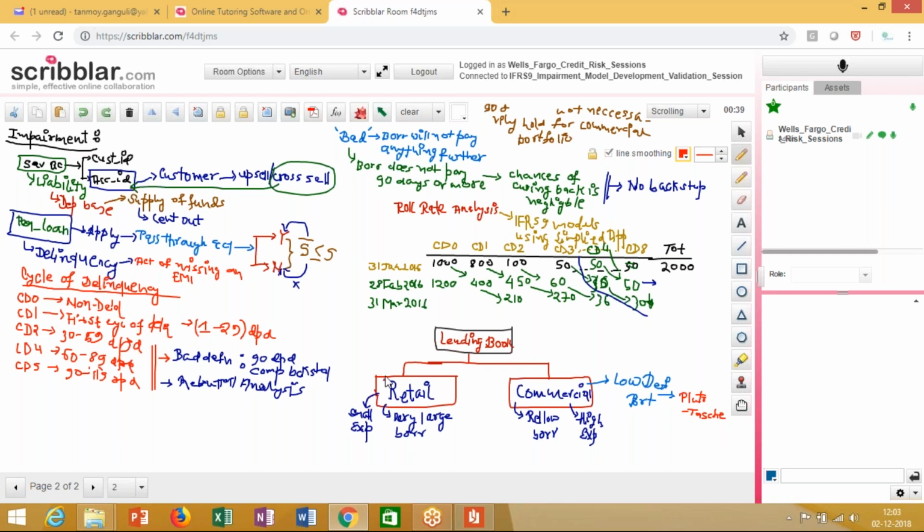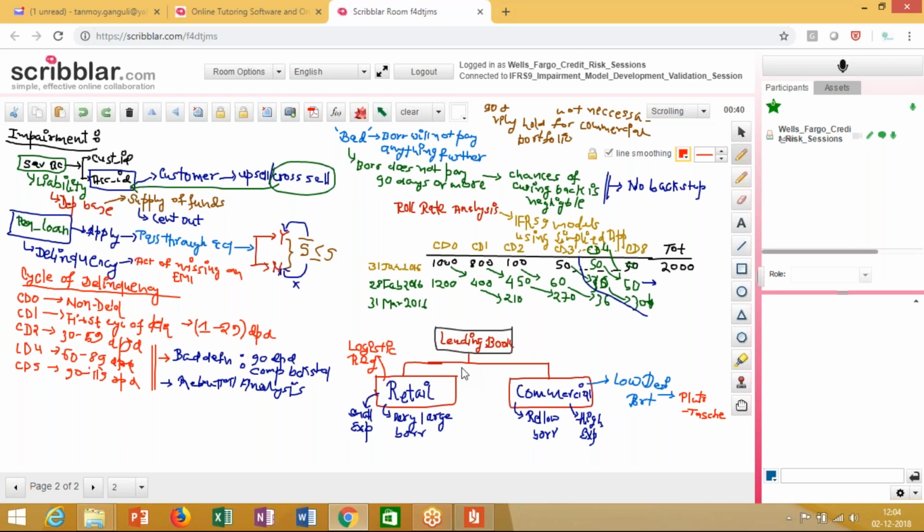For retail portfolios, what we have is logistic regression. So these are the two kinds of models that we would be following for probability of default estimation for each of these respective portfolios.